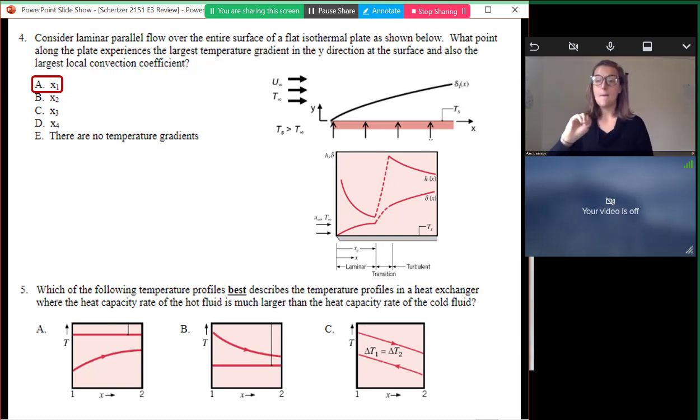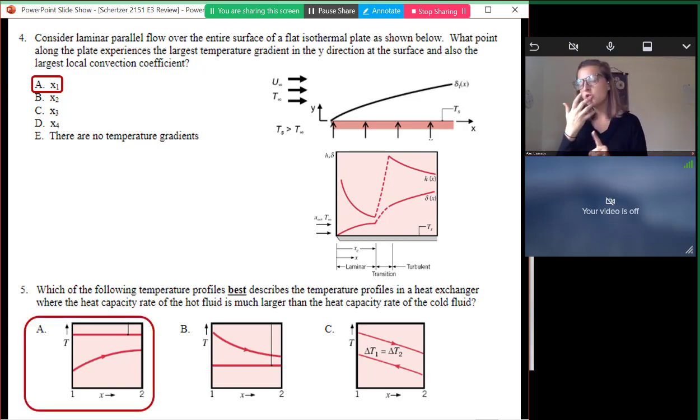So here this is saying the heat capacity rate on the hot fluid is much larger. If the hot fluid had an infinitely large big C, and the cold side had a relatively small big C, what that means is that the temperature in the cold side would change a lot, and the temperature on the hot side would stay the same. So here, the answer is A, where we see the hot temperature. It's not labeled as the hot temperature, but it's the higher temperature, and the cold temperature is moving.